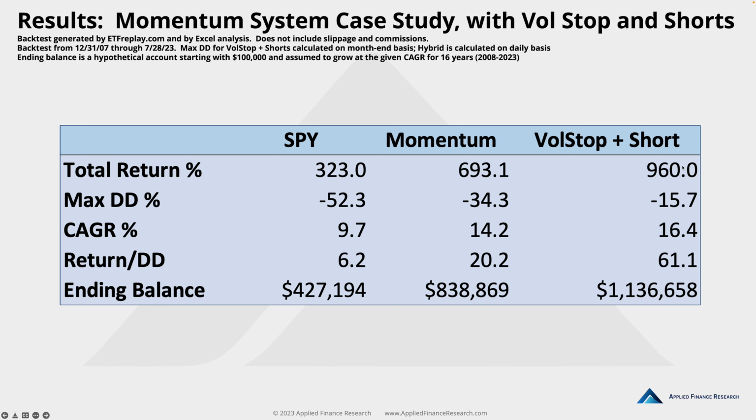Now when we add the volatility stops and shorts, we get another big increase in performance. Now our total return has gone from 323 to 693 to 960. Our maximum drawdown is cut roughly in half from the regular system. Now we're down to 15.7. The compounded annual growth rate is 16.4. The return to drawdown ratio, now we're at 10 times the return to drawdown ratio of the S&P 500. We're at 61.1, and our ending balance is 1.14 million. So we can see a really nice improvement, a big improvement in results as we go across the columns here.